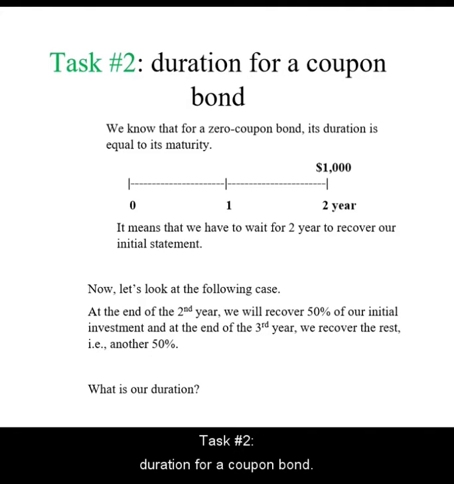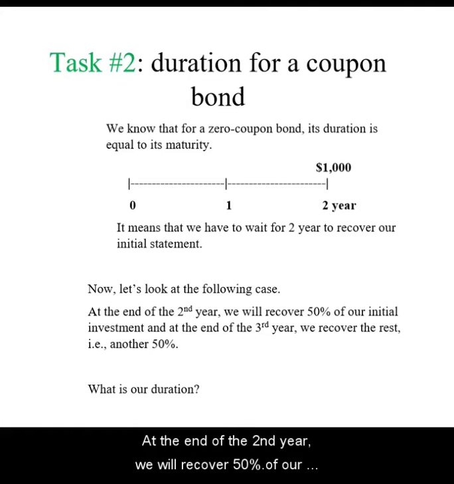Task number 2, duration for a coupon bond. From task number 1, we know that for a 0 coupon bond, its duration equals its maturity. For example, we have a 0 coupon bond, its maturity is 2 years. This means we have to wait for 2 years to recover our initial investment. D equals 2.